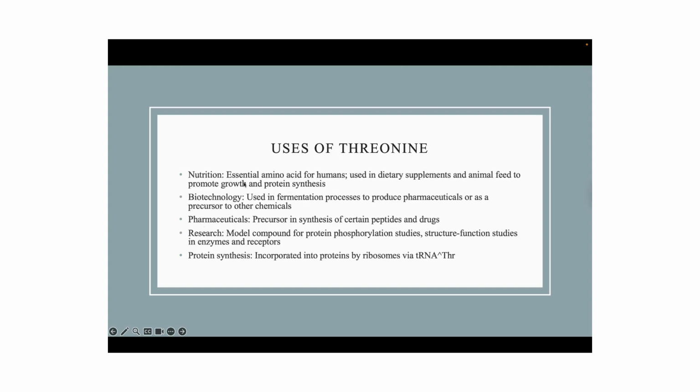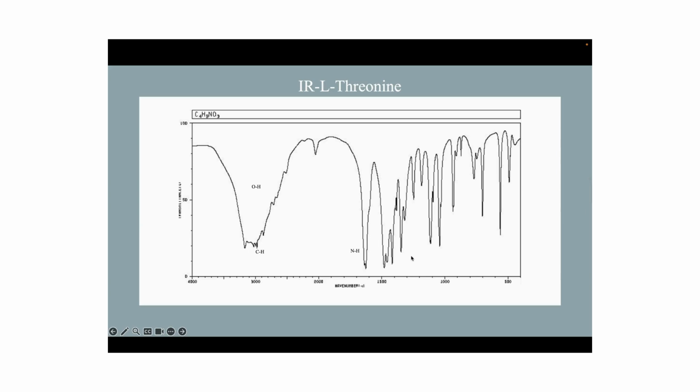Use of threonine in nutrition: it is an essential amino acid for humans, used in dietary supplements and animal feeds to promote growth and protein synthesis. In biotechnology, it is used in fermentation processes to produce pharmaceuticals, or as a precursor in synthesis of certain peptides and drugs. It is a research model compound for protein phosphorylation, studies of structure and function, and studies in enzymes and receptors. In protein synthesis, it is incorporated into protein at the ribosome via tRNA. Next, the infrared spectrum.